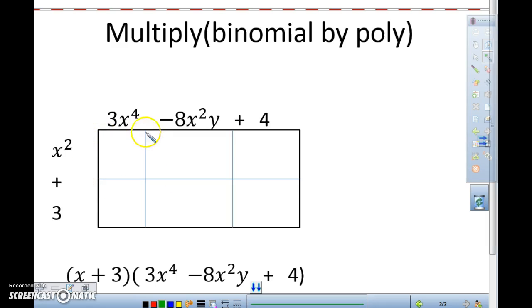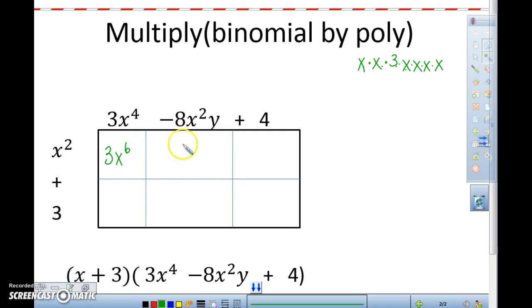So for this upper left-hand corner box, x squared times 3x to the 4th would be 3x to the 6th. You may want to come over here on the side in the margin and write it out. When in doubt, you write it out. So we'd have x squared, which is x times x, times 3, and then the x to the 4th would be 4 x's. And it's all multiplication. And so now you can see 3, and then there's 1, 2, 3, 4, 5, 6 x's. So that's why it's 3 times x to the 6th.